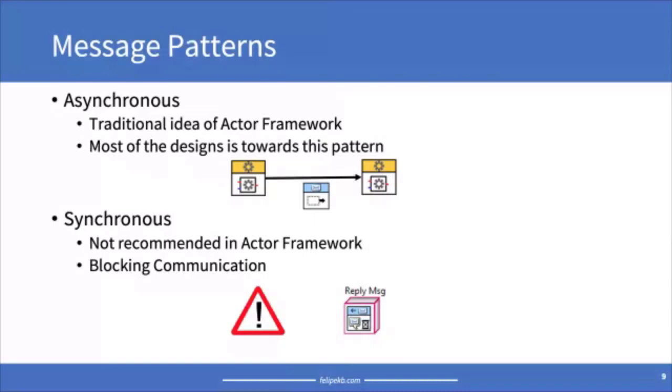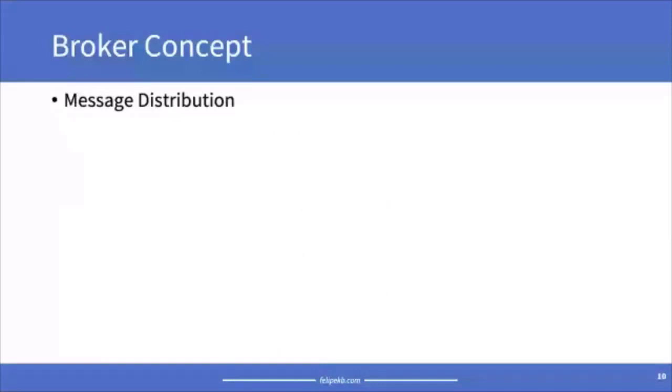So what exactly is a broker? A broker is a message distribution system. It is responsible for intermediating the messages. We can call it a relay. The messages come from the callees, and the broker redirects the message to the subscribers or publishers who want this message.